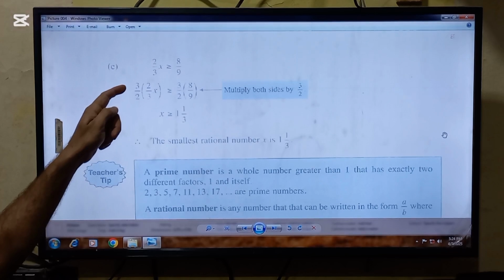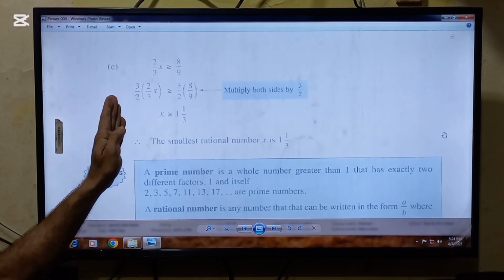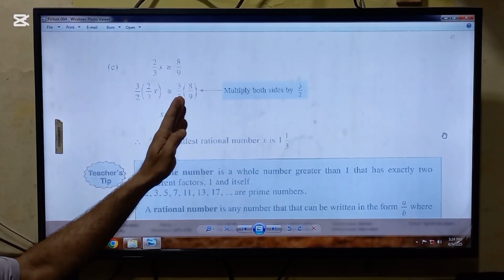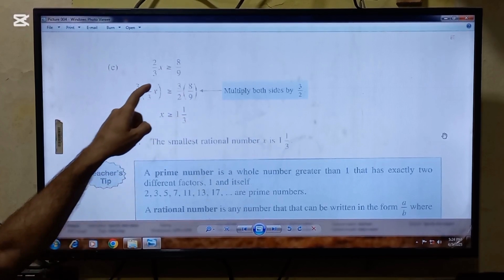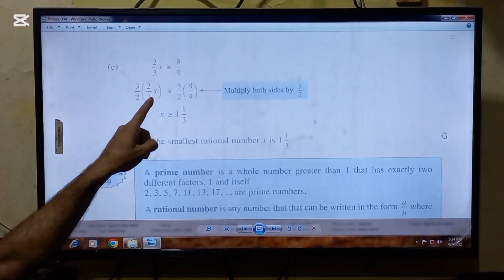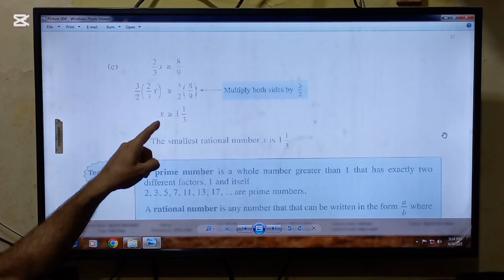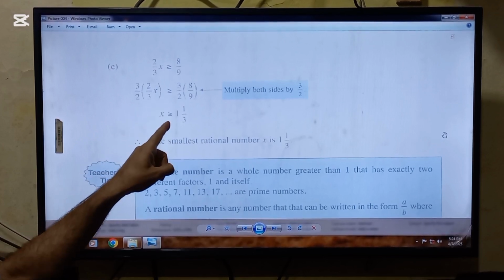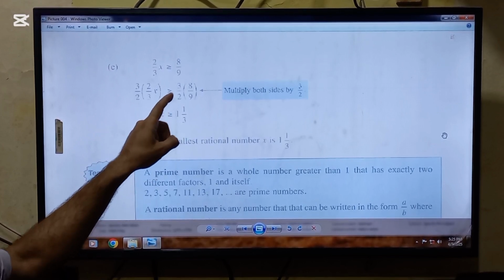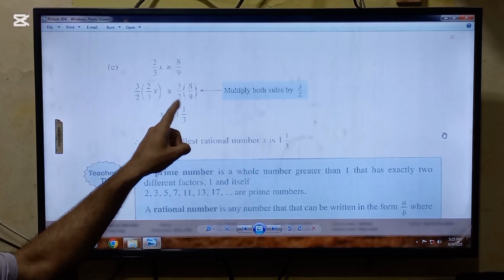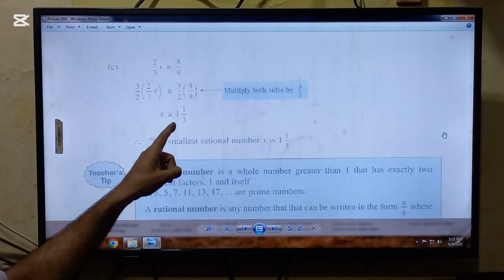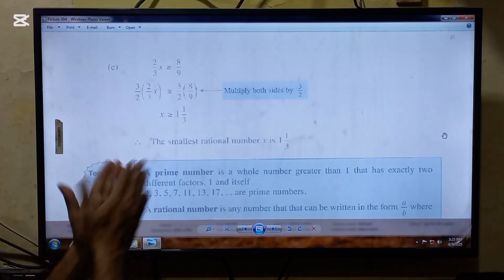If we are multiplying 3 by 2 on the left side, we have to multiply on the right side as well. So 3 by 2 into 8 by 9. So this 2 will be cancelled by this, 3 will be cancelled by this, and here x will remain. So this sign will remain as it is. Here 2 4s are 8 and 3 3s are 9. So 4 by 3 will be the value left over here, and after solving 4 by 3, we will get the answer of one whole number 1 by 3. So this is the inequality.